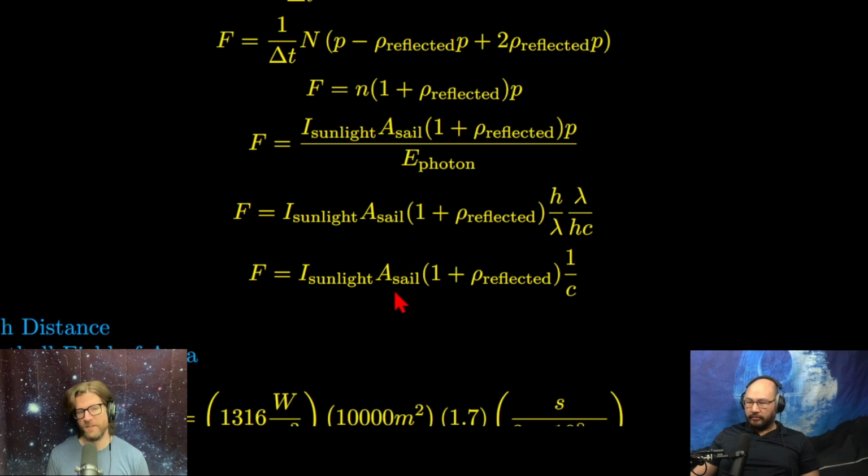And that's our equation. If we want to know the force on the solar sail, the way we've done this here, we know the intensity of the sunlight at that particular distance times the area of the sail, and then multiplied by this material factor that takes into account how much is reflected and absorbed, divided by c. Then we get the total force on the solar sail.